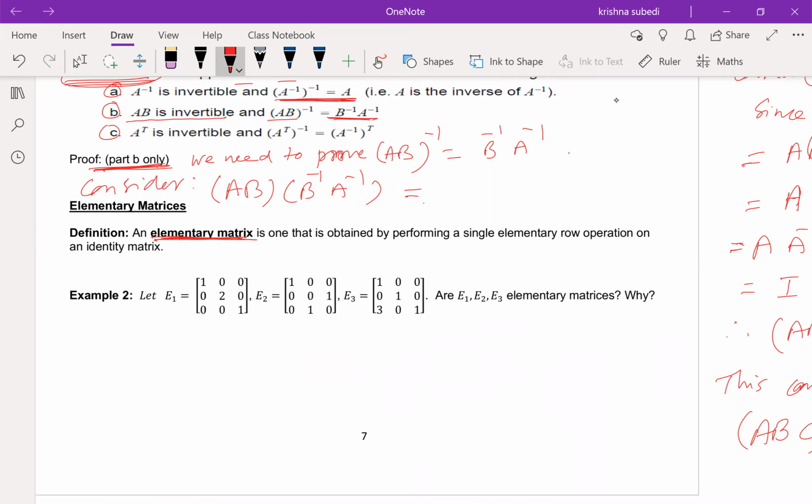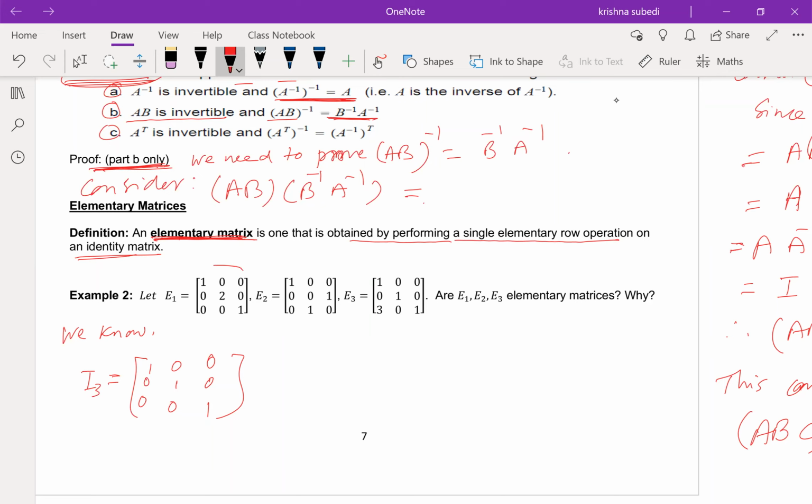What is an elementary matrix? Well, an elementary matrix is one that is obtained by performing a single elementary row operation on an identity matrix. For example, this one is 3 by 3. We know I3 is the 3 by 3 identity matrix: 1 0 0, 0 1 0, 0 0 1. So an elementary matrix is one that is obtained by performing a single elementary row operation.